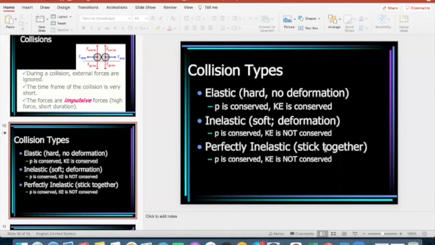And sometimes you have to have some sort of trailer or something like that to pull them apart to help separate those vehicles that have been mangled together. All right, so those are your types of collisions.